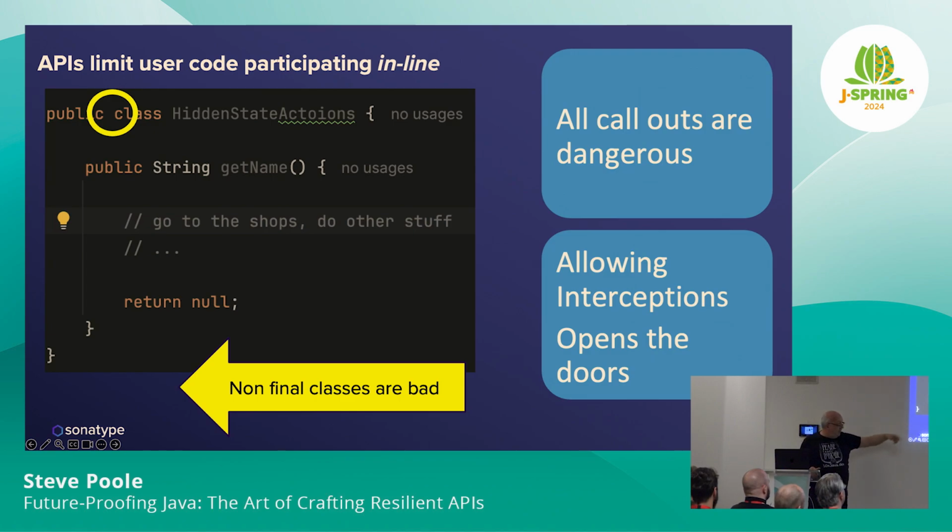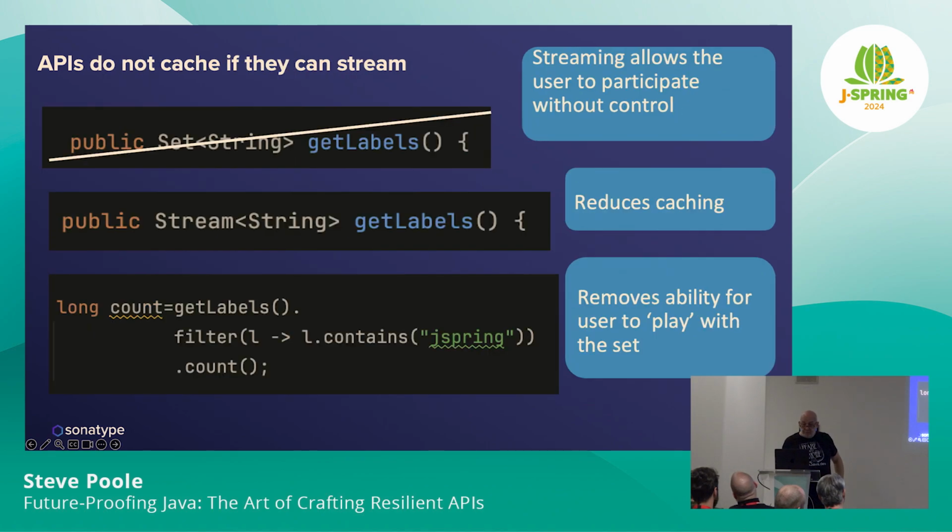Final classes. No, non-final classes are bad. Do not let people override your classes, because they can do bad things. They can get in there. You call a method, they go do something else, right? That's not what you want to have happen.